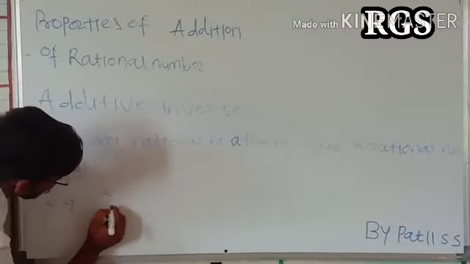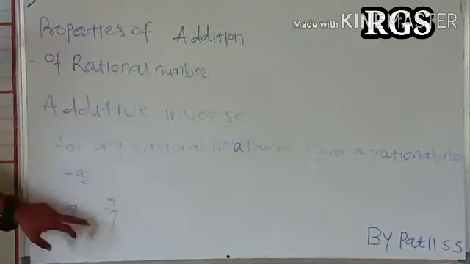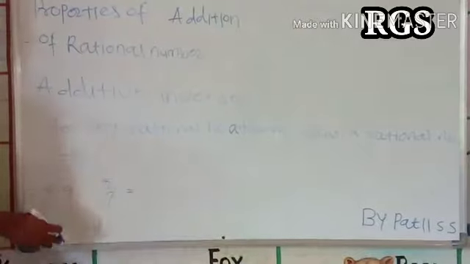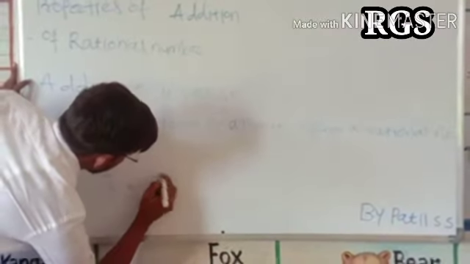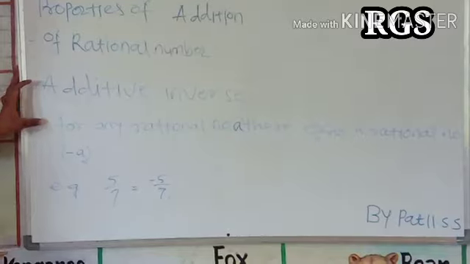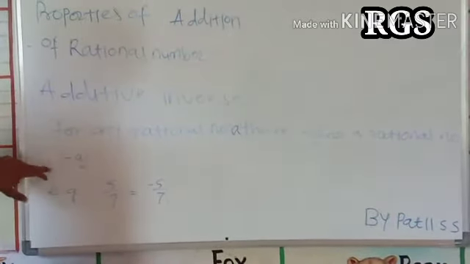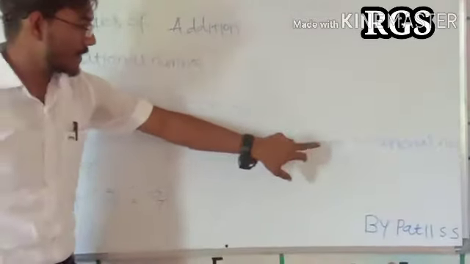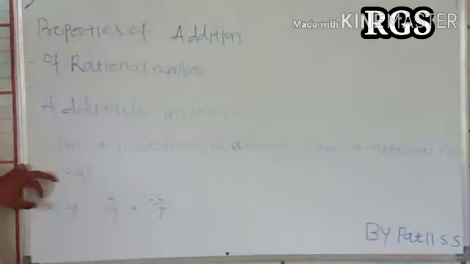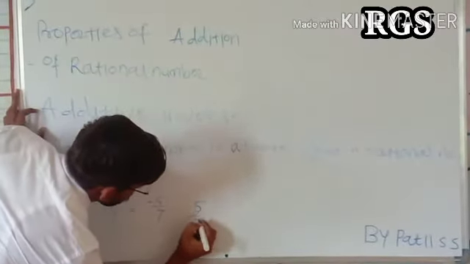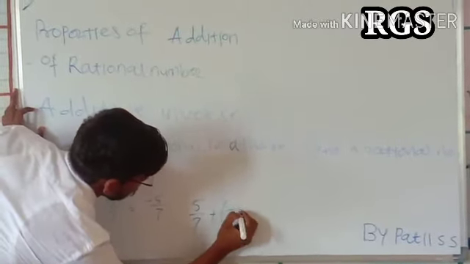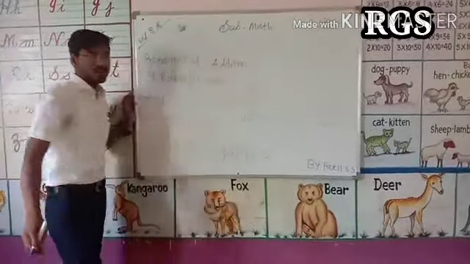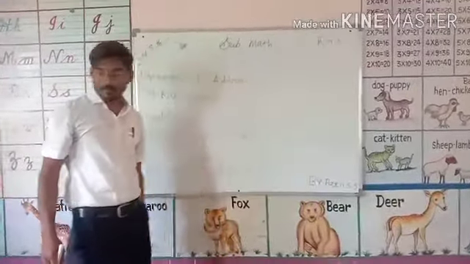Any term 5 upon 7. Suppose 5 upon 7 is a term, that is a. So, what is the additive inverse of this term? It is minus 5 upon 7. Why? Because here the relationship is given in this expression for additive inverse. For any rational number a, there exists a rational number minus a. When we add this 5 upon 7 plus minus 5 upon 7, what will we get? 0. And what is this 0? This 0 is the additive identity. Thank you.